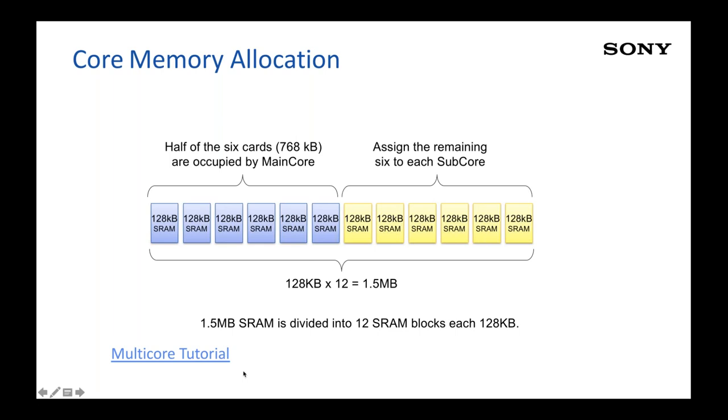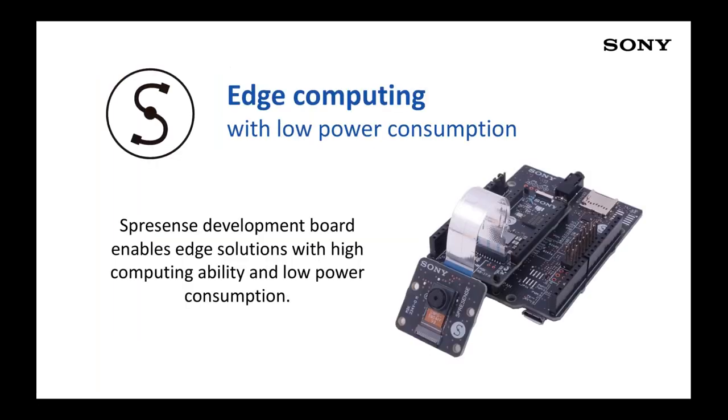At this point, I think I covered everything. So hopefully now you know more about the Spresense, what the specs are, why it has six cores, why it is low power, how you can do multi-core programming with Arduino IDE, and where it stands compared to other products. And at the end, what I would like to say is if you want to do any edge computing with low power, Spresense is a very good choice to use.